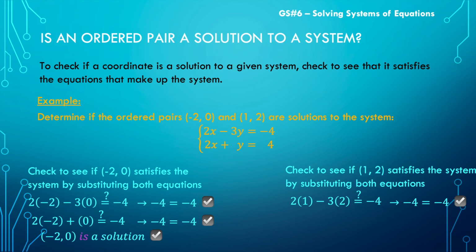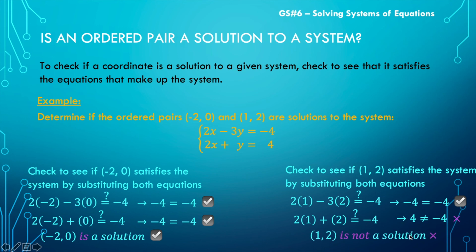And then the last check is we need to take that (1, 2) and substitute it into the bottom equation. So we'll try that. 2 times 1 plus 2, is that equal to -4? Well, 2 plus 2 is equal to 4 and not -4. So since these are not equal, this is not a solution to the system.